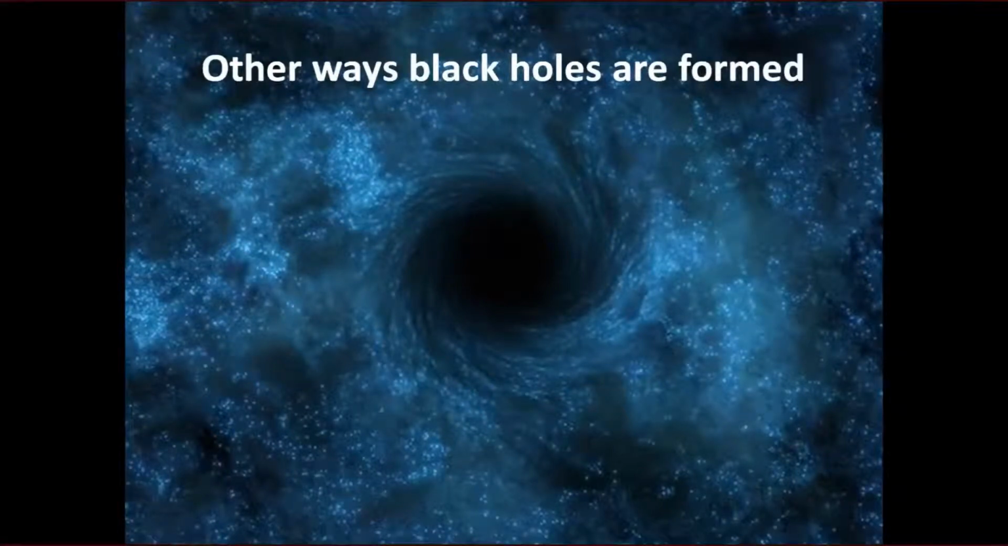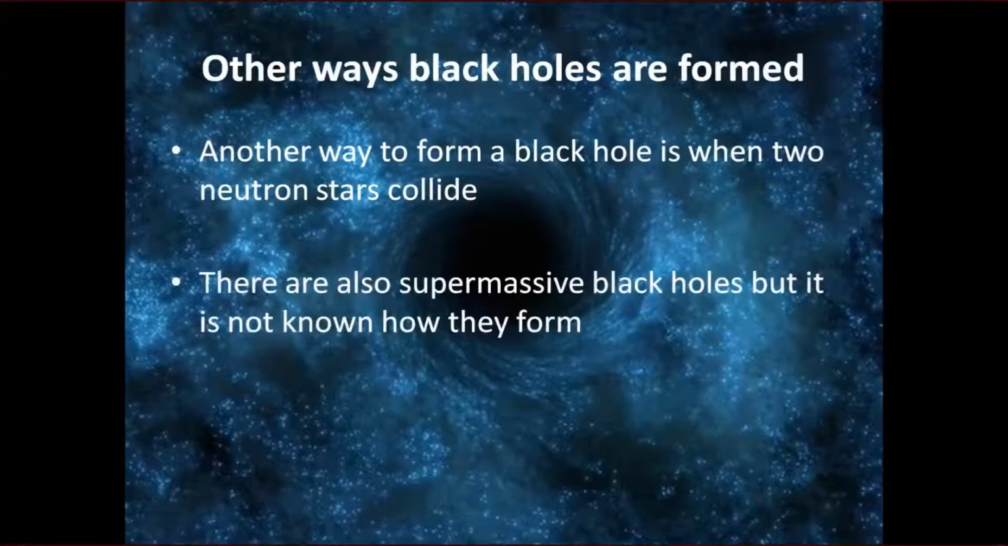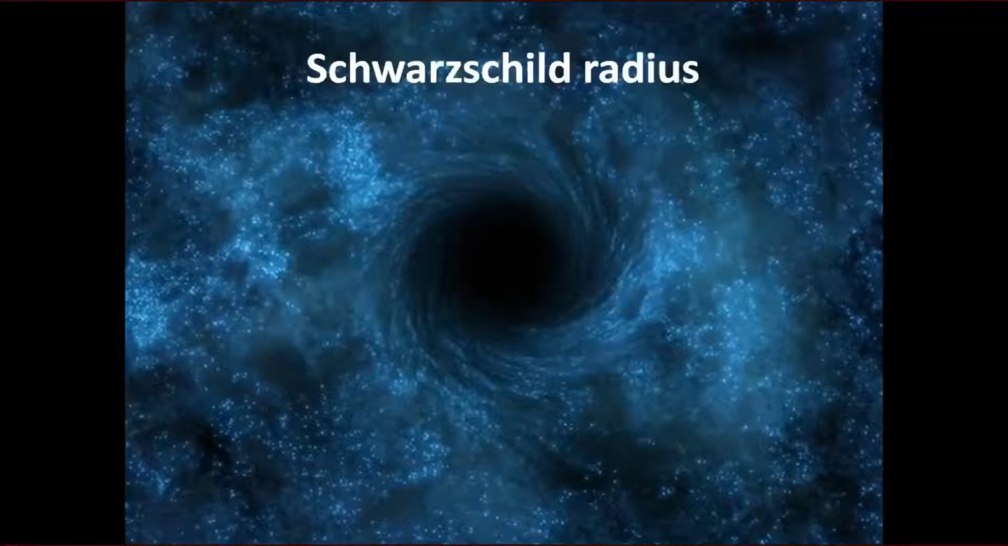Other ways black holes are formed. Another way to form a black hole is when two neutron stars collide. There are also supermassive black holes at the heart of every galaxy, and the formation of these is still an open field of research.